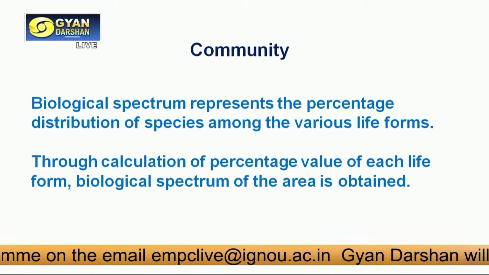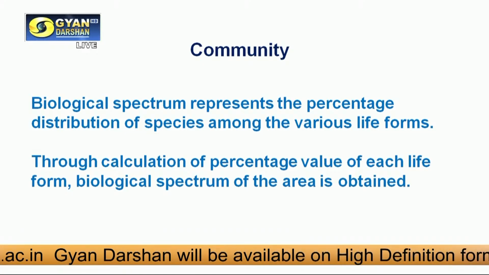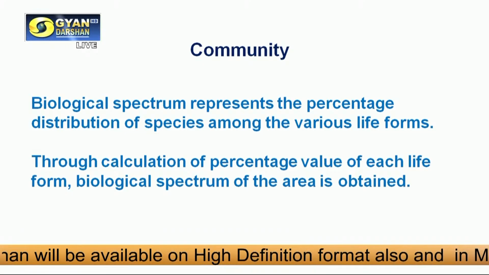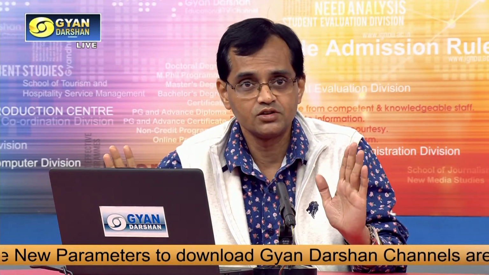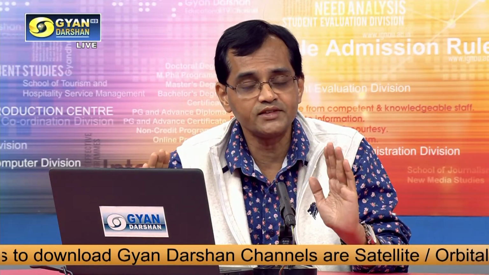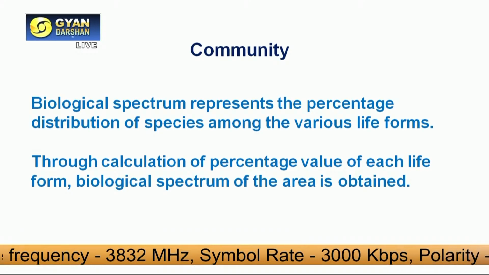Supposing you go to a particular area and study the community. What do you try to find out? You try to find out the percentage of each of these life forms. What is the percentage of phanerophytes? What is the percentage of cryptophytes? What is the percentage of hemicryptophytes? What is the percentage of therophytes? And based on that, you can get an idea about the pattern of climate, the pattern of soil, and the nature of the natural habitat. So through calculation of the percentage value of each life form, the biological spectrum of the area is obtained.